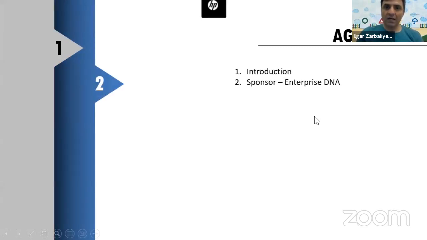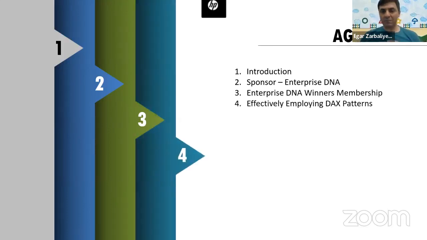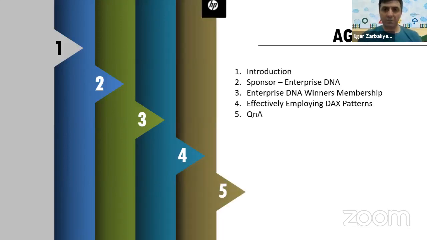Let's go on with our agenda. After the introduction part of our session, I will give you some information about our sponsor, Enterprise DNA. Then we will define our winners based on the list of participants for the previous two sessions. And then today's speaker, Mr. Brian Julius, will speak about effectively employing DAX patterns. And at the end, we will have a Q&A session.